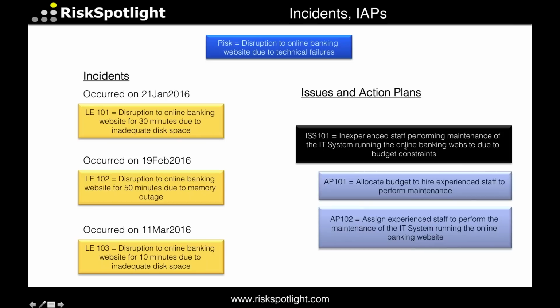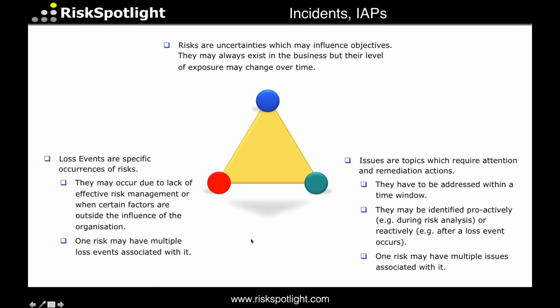So in this case, we have inexperienced staff performing the IT system maintenance. That's what we've identified as the problem of why those 3 incidents happen. So we create that as an issue, and then we have some action plans in place to make sure we fix that problem so that we can stop these incidents from happening.